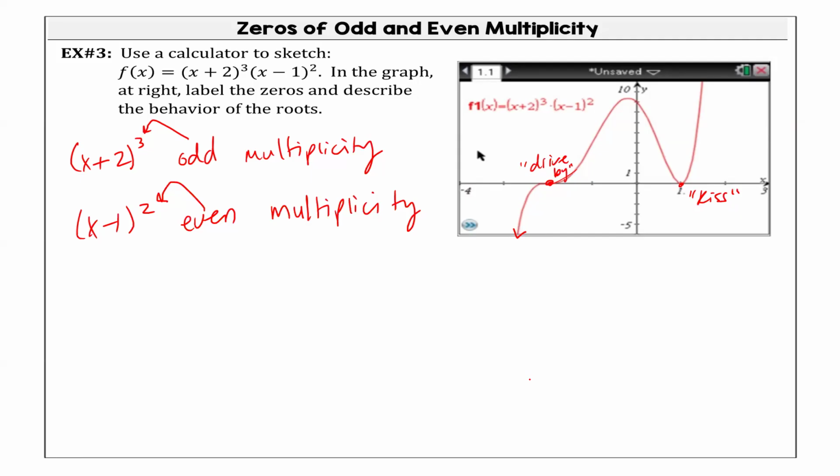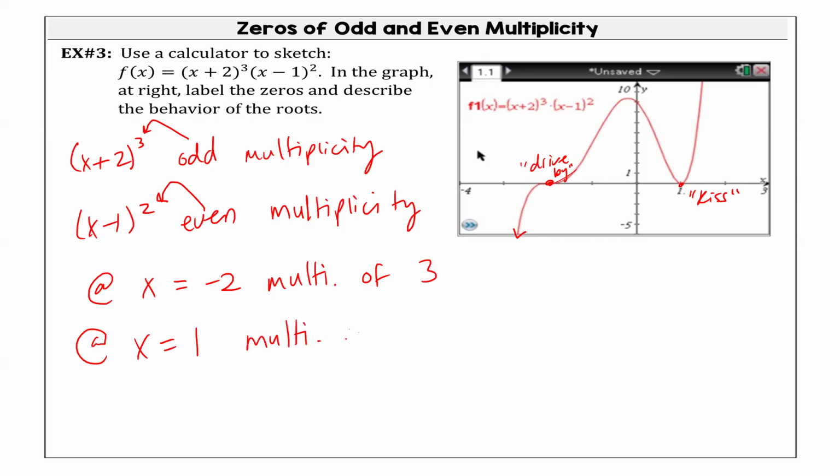Okay. So when it asks you, where's your multiplicity at? You're going to say it in terms of x. So at x equals -2, it has a multiplicity of 3. Does that make sense? At x equals 1, we have a multiplicity of 2.